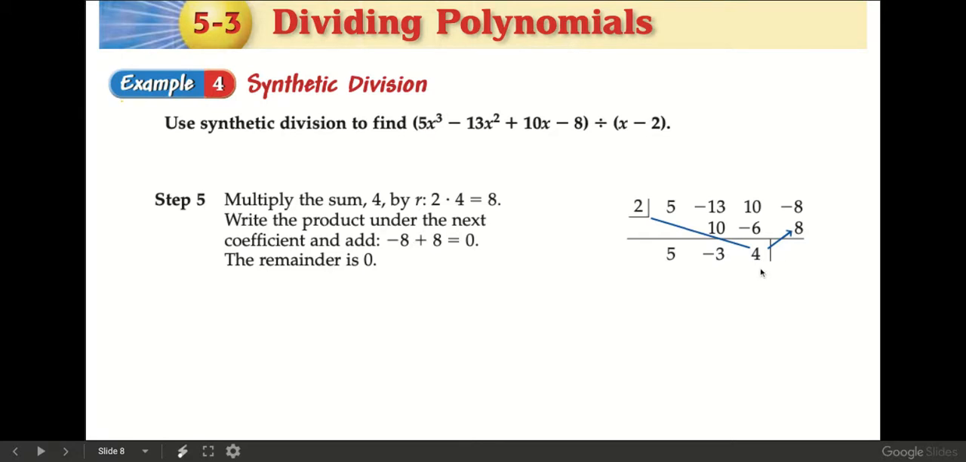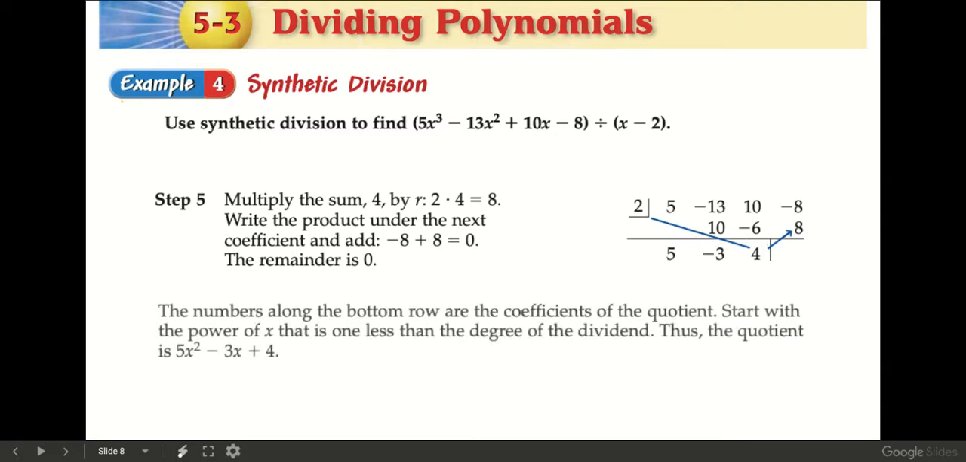So now what I want you to notice is look at these numbers right here. These are going to be the coefficients to your answer, okay? And since the coefficients to your answer are always going to be 1 degree lower than what you have here, that means instead of being 5x to the third, it's going to be 5x squared minus 3x plus 4. So this would be my answer here.